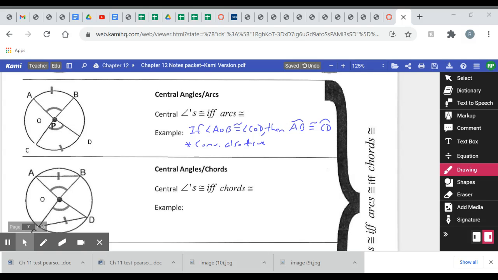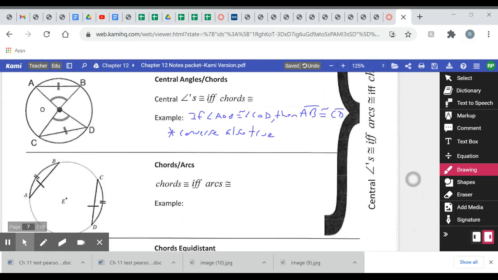All right, the second one we can see is about central angles and chords. So this says central angles are congruent if and only if chords are congruent. So the specific example that we have here is if angle AOB is congruent to angle COD, then we know that segment AB, which is a chord, must be congruent to segment CD, which is another chord. Okay, and again, the converse of that statement is also true, instead of taking the time to write the whole thing out.